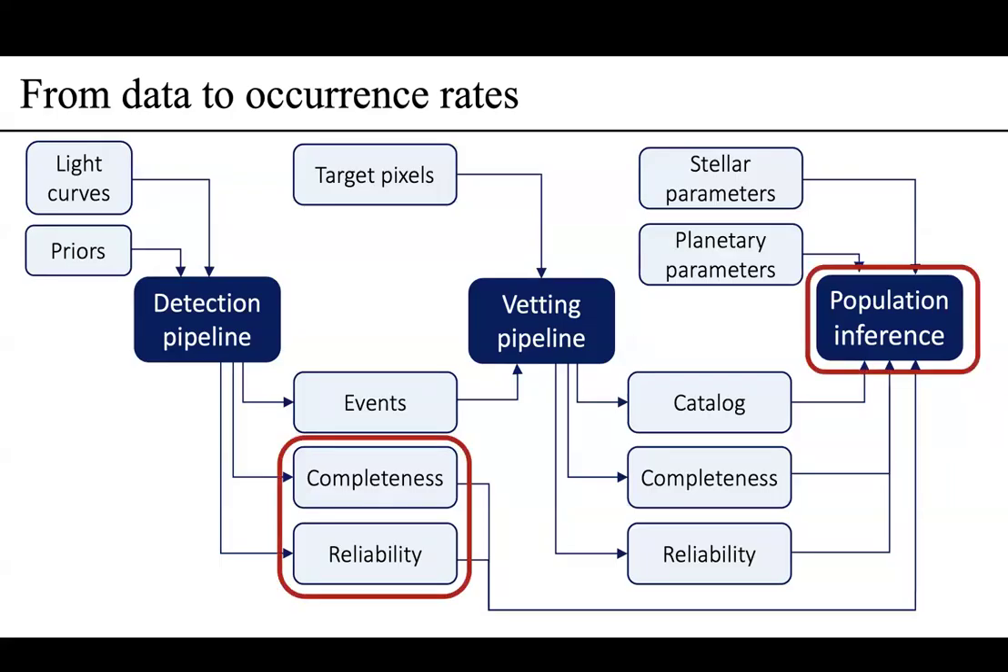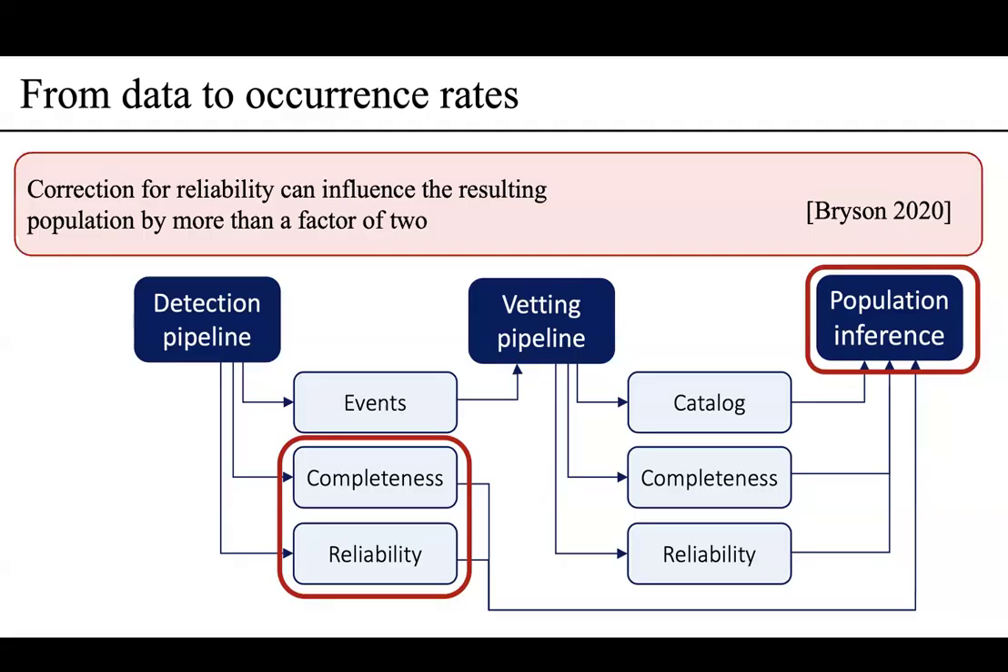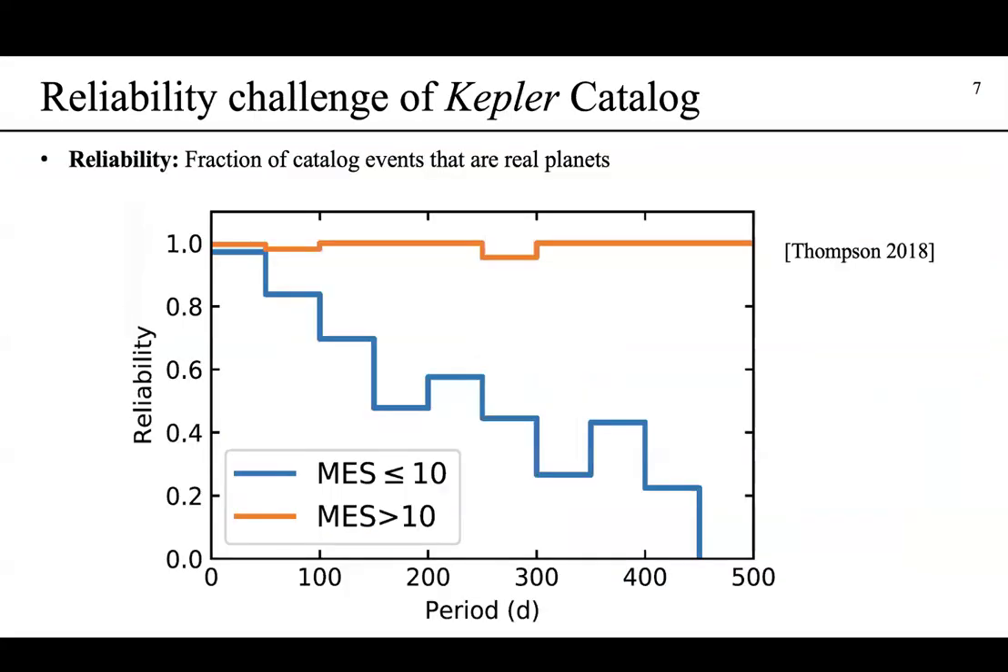With completeness, Kepler did a very good job. They characterized their completeness well, and their completeness is actually good enough. But with the reliability, it was kind of tricky for these long periods and small radii. And in 2020, Stephen Bryson, one of the members of the Kepler team, wrote a paper in which he estimated the impact of the reliability. And he said that if you don't take it into account properly, you can have a factor of 2 error in the occurrence rate, in addition to all the other errors that we have.